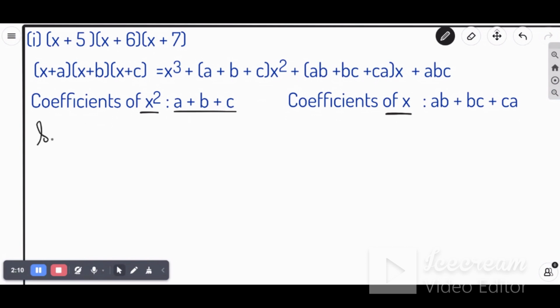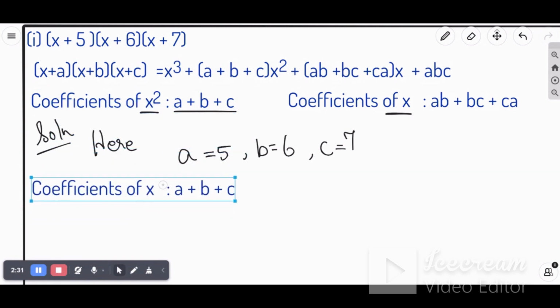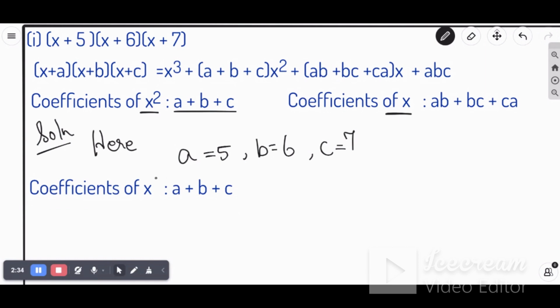So in our question, we have a equal to 5, b equal to 6 and c equal to 7. To find the coefficient of x square, you have to find the value of a plus b plus c, that is 5 plus 6 plus 7. You have to add all these three values. 5 plus 6 is 11, 11 plus 7 is 18. So the coefficient of x square is 18.